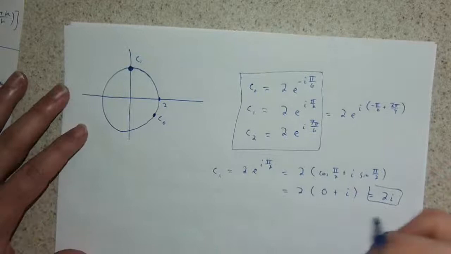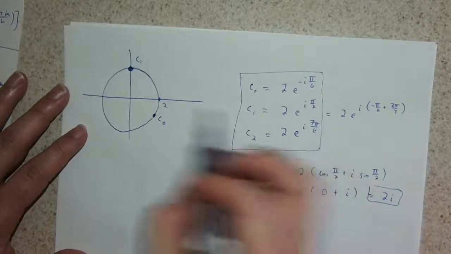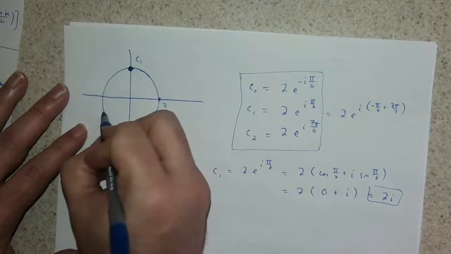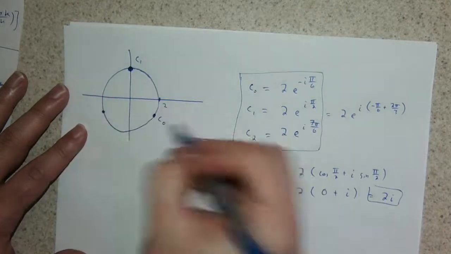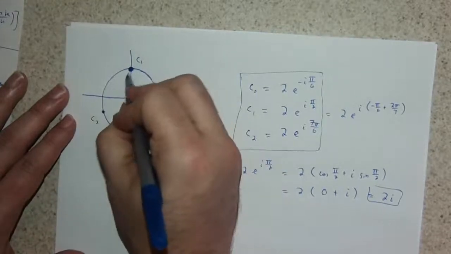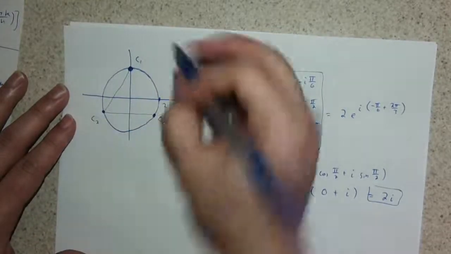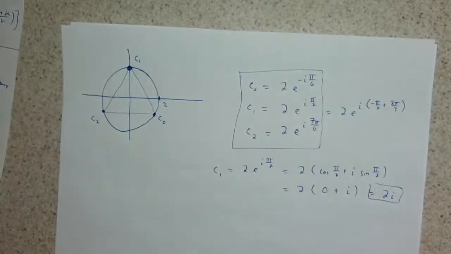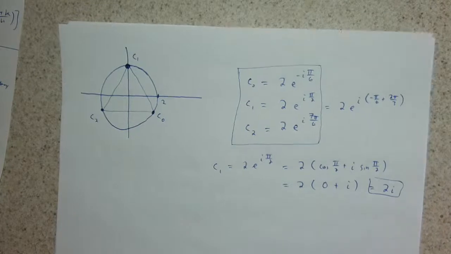And then C2, of course, is going to be 7 pi over 6, which is, there's 6 pi over 6, 7 pi over 6 is here. But I could have determined it anyway because it has to be equidistant. These actually form an equilateral triangle here. If you connected these, this is an equilateral triangle, because they are equally spaced around that circle of radius 2.